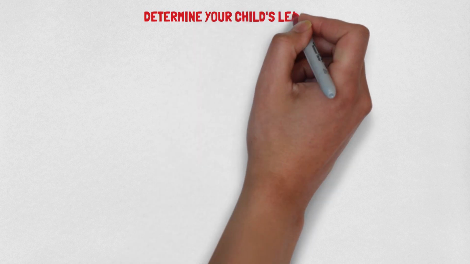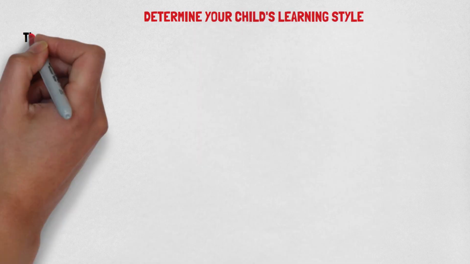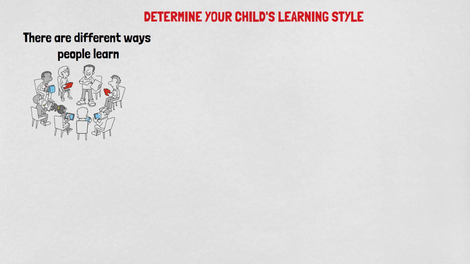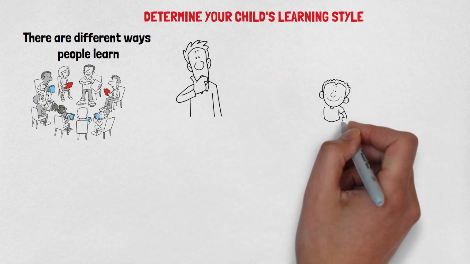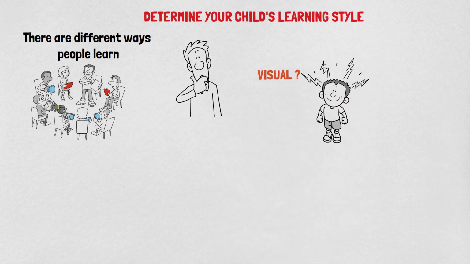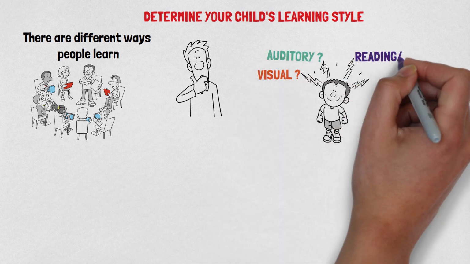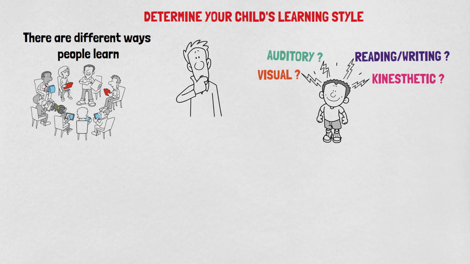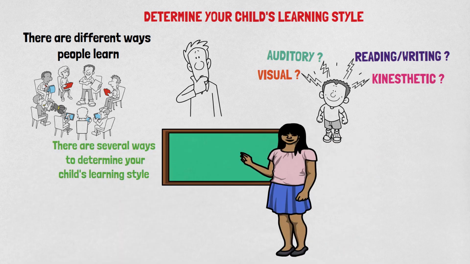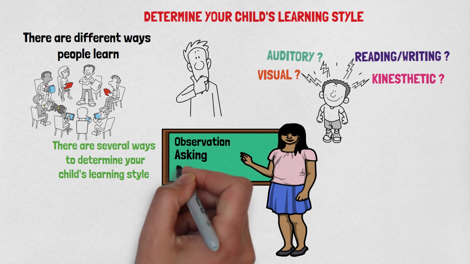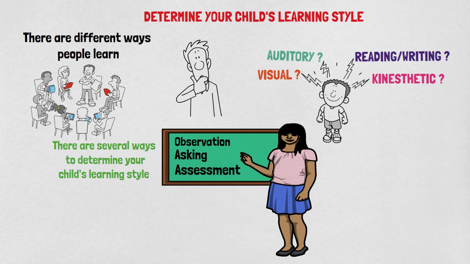Determine your child's learning style. There are different ways people learn, and understanding your child's learning styles can help them retain information more effectively, achieve better results, and then succeed in school and beyond. There are several ways to determine your child's learning styles, such as but not limited to observation, asking, and assessment.